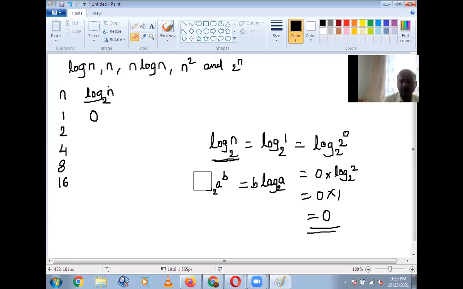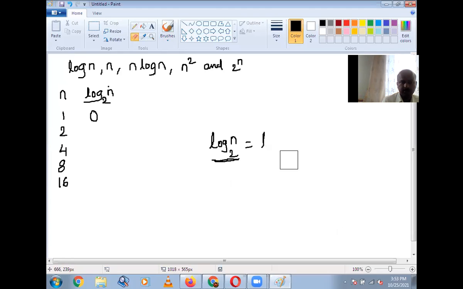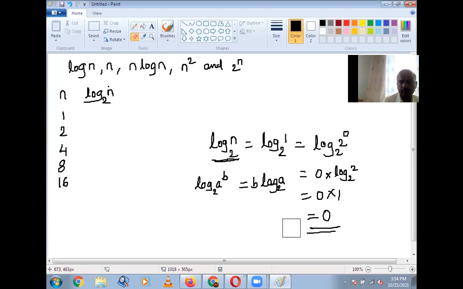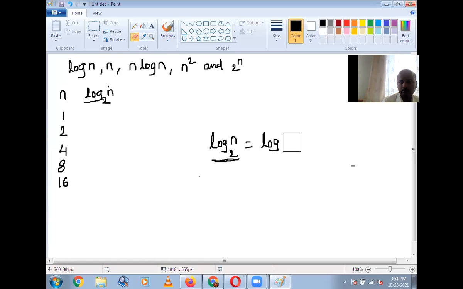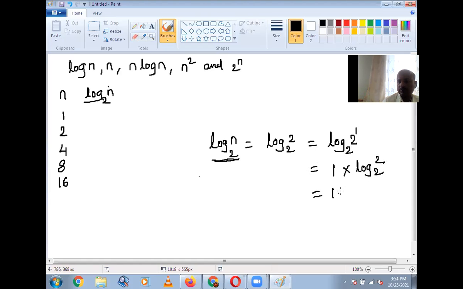Then we'll take value of log n is 2, that is we will put value of n is 2, that is log base 2 of 2, that means log base 2, then 2 raised to 1, that means 1 into log base 2 of 2, which is equal to 1 into 1, which is equal to 1. Here 0, then here 1. Are you getting?